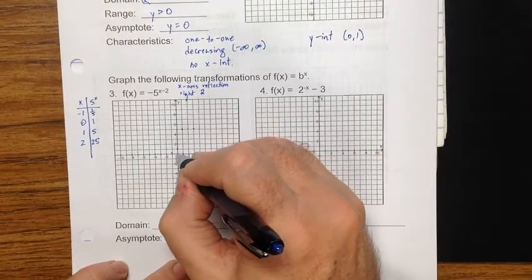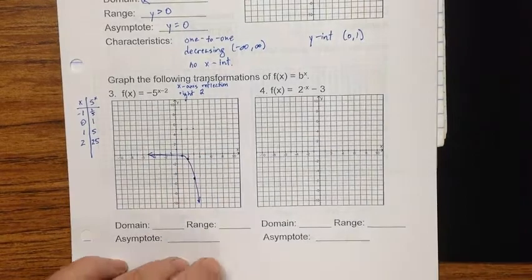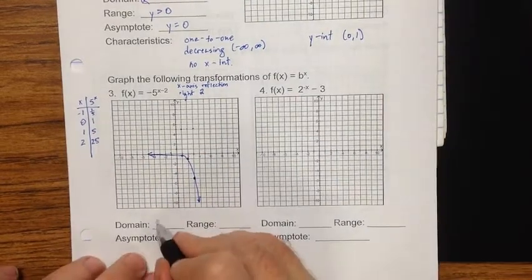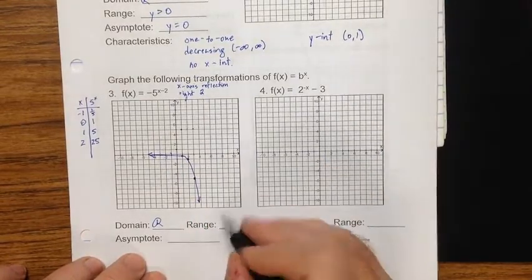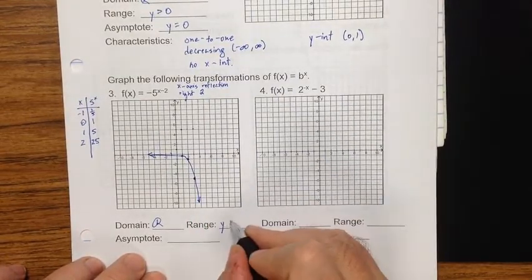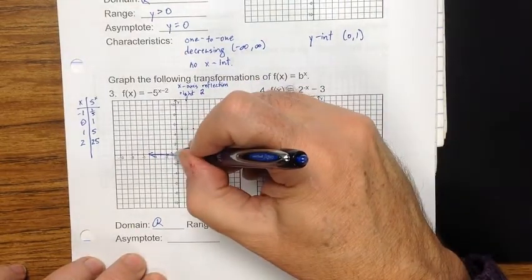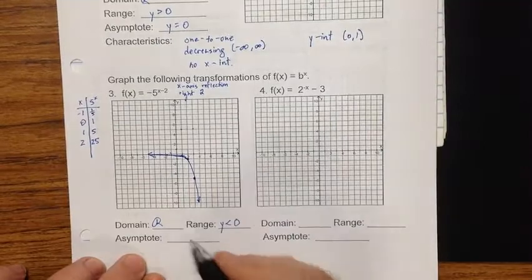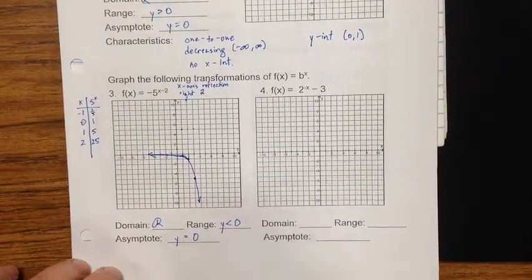As I go to the left, it's going to hug the x-axis. That's my asymptote here. So my domain is still going to be all real numbers, but my range now, instead of being y greater than 0, since I have that x-axis reflection, I have y less than 0. That should be a little bit more rounded also. And my asymptote is still going to be y equals 0.